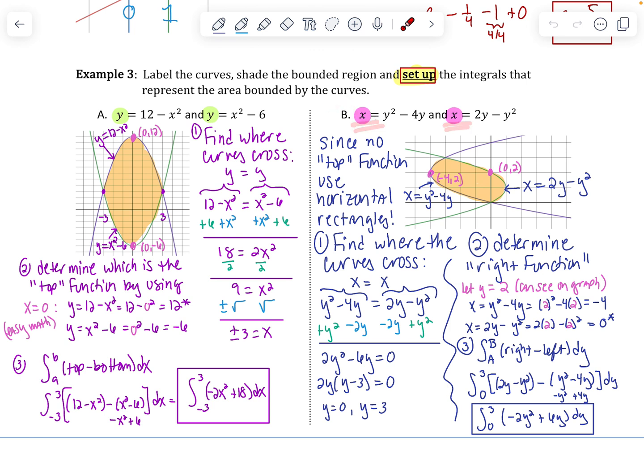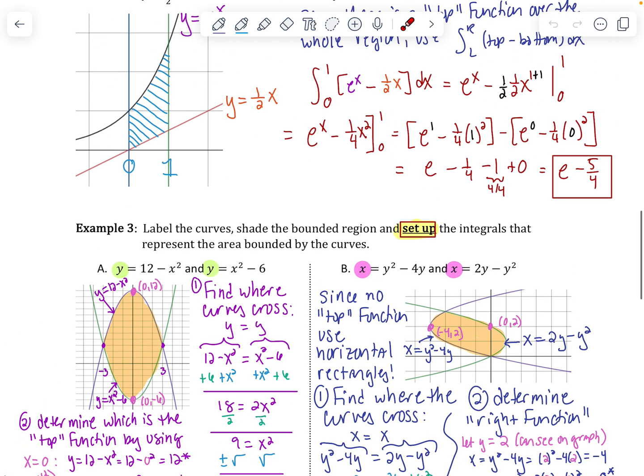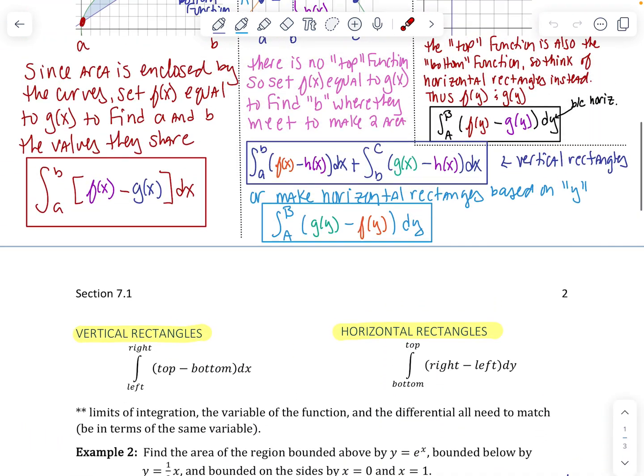Example B. Might catch your eye that this time I'm given x equals and x equals, but also because we get to see the graph, we can see what's happening visually. But again, be careful. This one doesn't necessarily have a top function, so I'm going to have to use horizontal rectangles. But let's discuss one other piece.